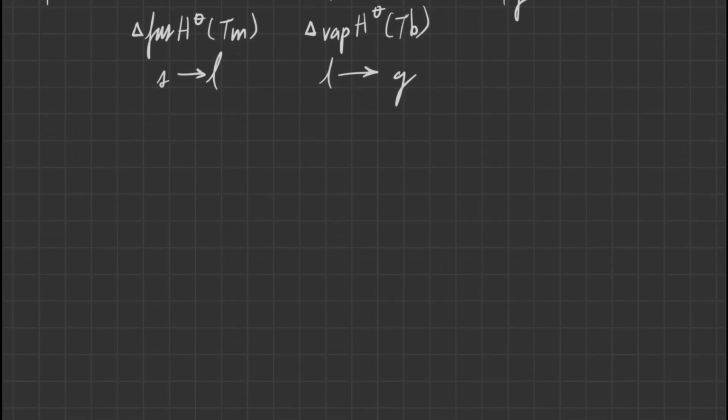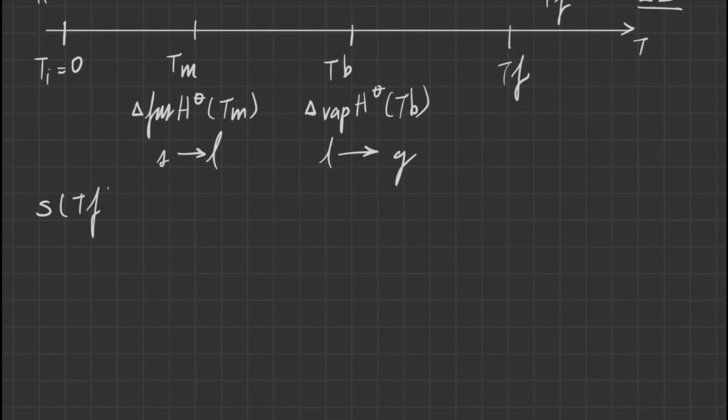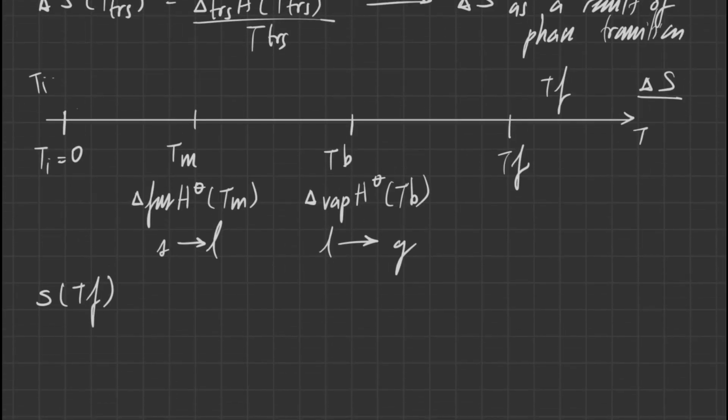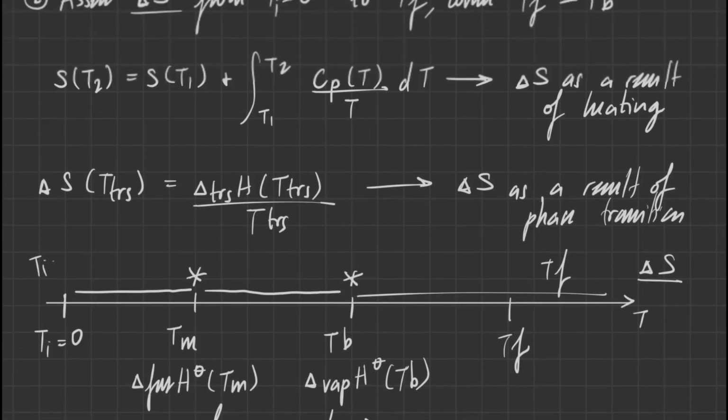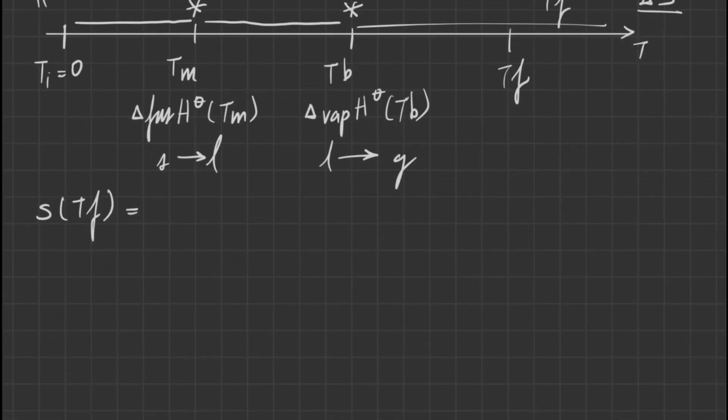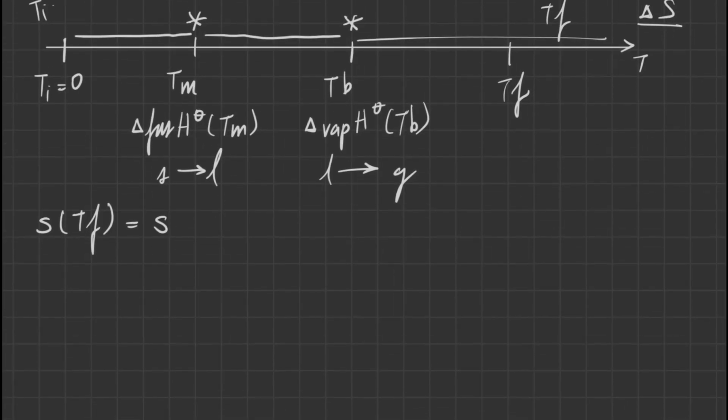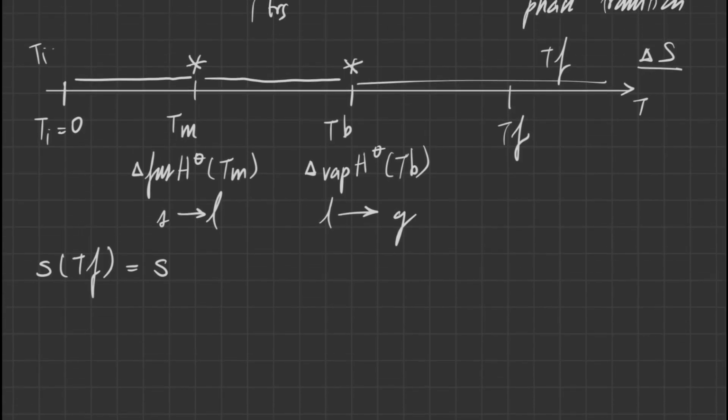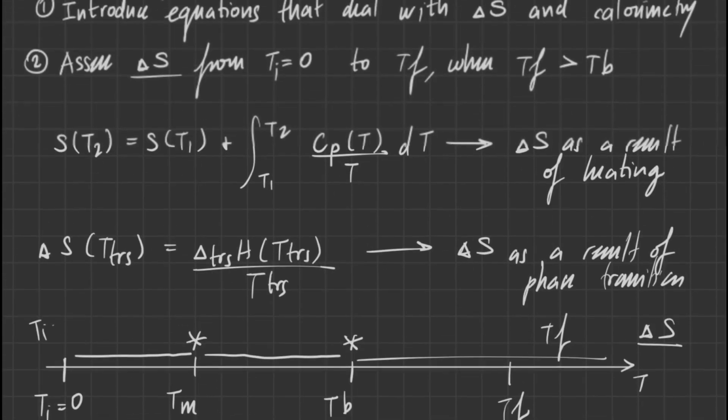Alright, so from the interval T initial to T final, let's evaluate the change in S. So the entropy at T final is going to be equal to the entropy gained from heating here, the entropy gained from the phase transition here, gained because it becomes a liquid, entropy gained from heating here, entropy gained from phase transition, and then heating. So from the first equation, we can see that the final temperature is equal to the initial temperature.